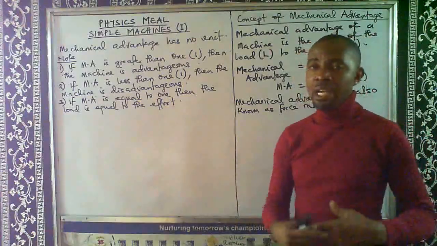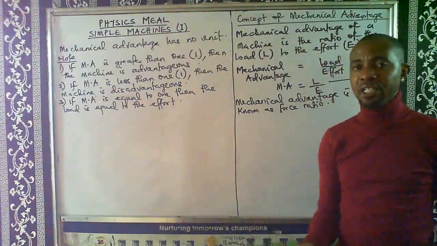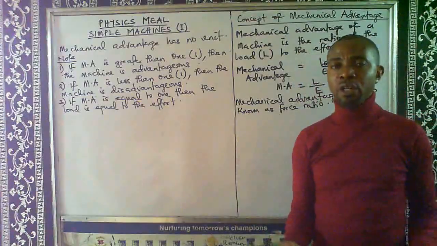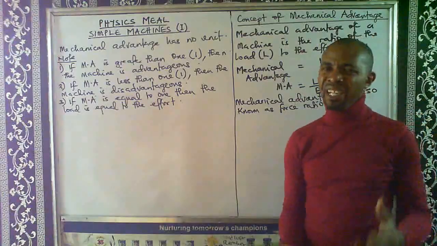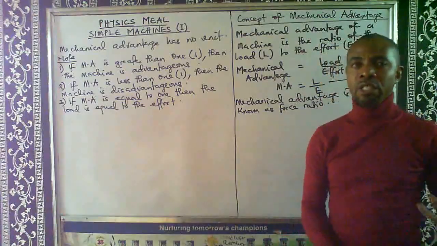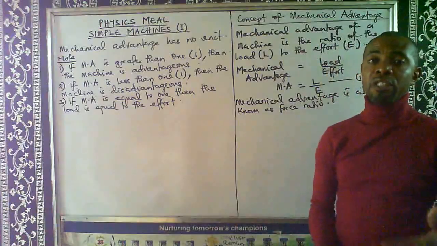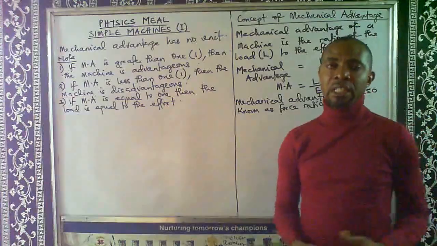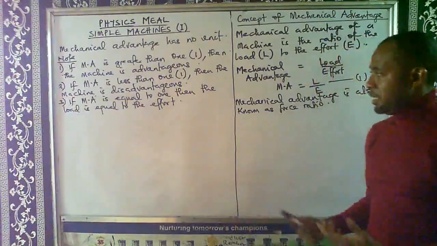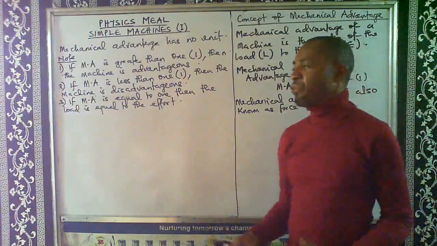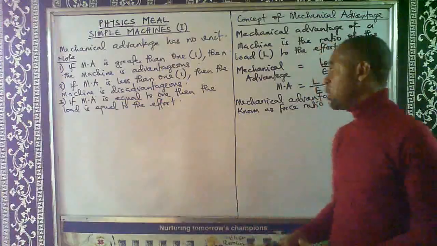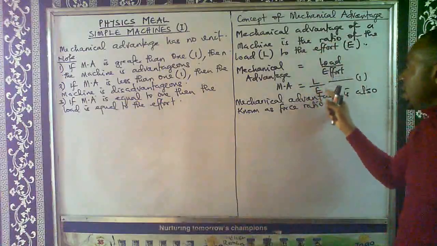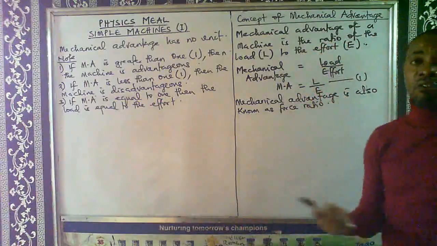On the other hand, a machine will become disadvantageous. It will not be useful to us if mechanical advantage is less than what? Less than 1. In that case, the load is less than the effort, or the effort is greater than the what? Than the load. Then, in the third case now, if mechanical advantage is 1, it means that load is equal to what? Effort. If these two are equal, then they will just divide and we have 1.